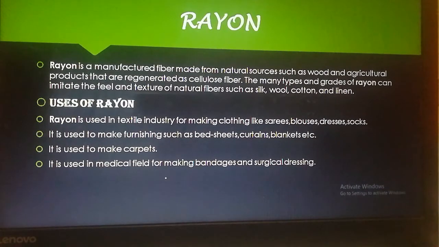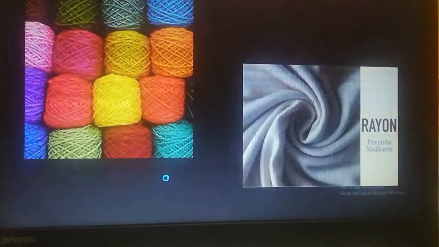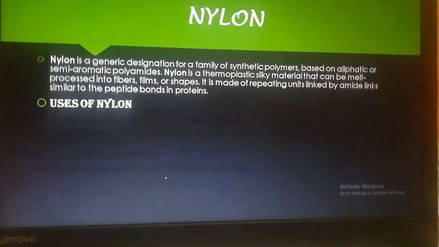Uses of rayon: Rayon is used in textile industries for making clothing like saris, blouses, dresses, socks. It is used to make furnishings such as bed sheets, curtains, blankets, etc. It is used to make carpets. It is used in the medical field for making bandages and surgical dresses. Now, this is the picture of rayon. And now we will discuss nylon.